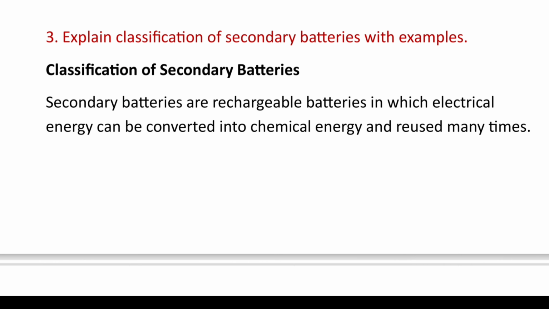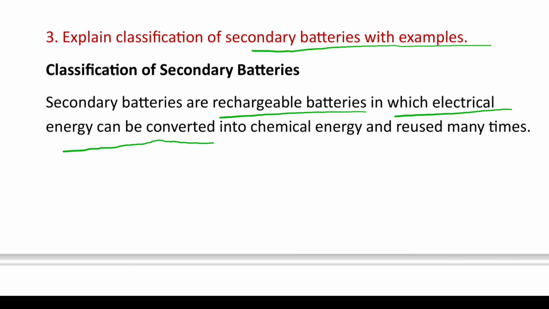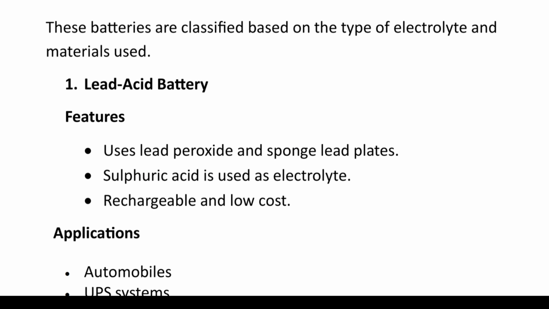Next we will explain the classification of secondary batteries with examples. So, classification of secondary batteries. Secondary batteries are rechargeable batteries in which electrical energy can be converted into chemical energy and reused many times. These batteries are classified based on the type of electrolyte and material used.